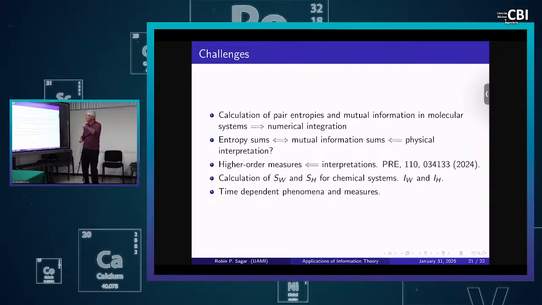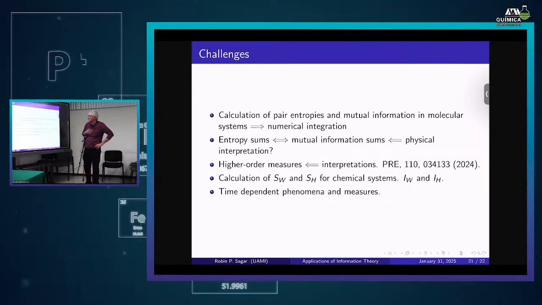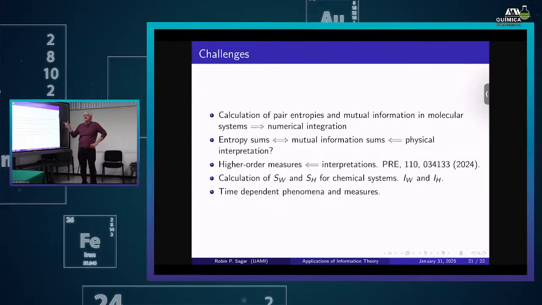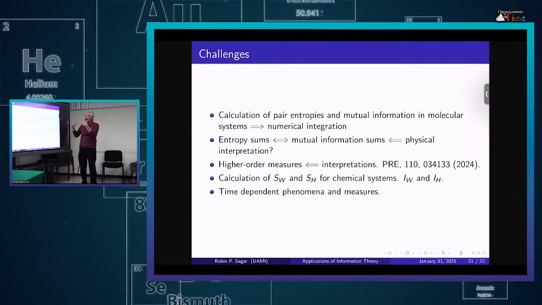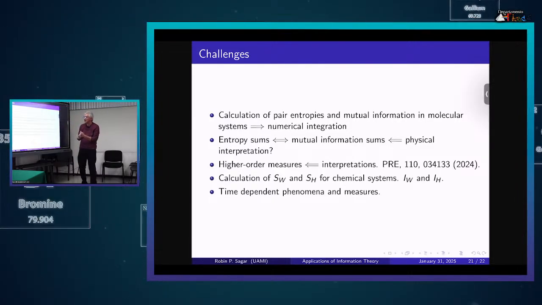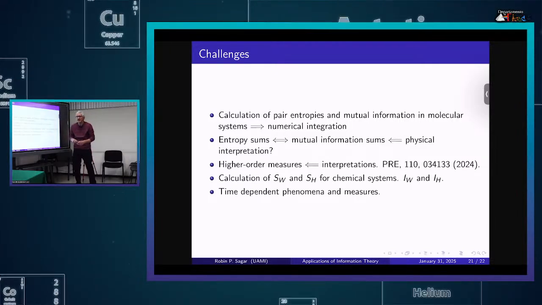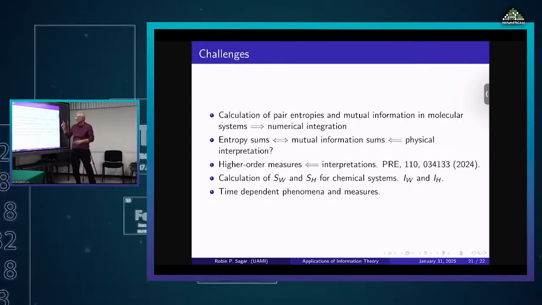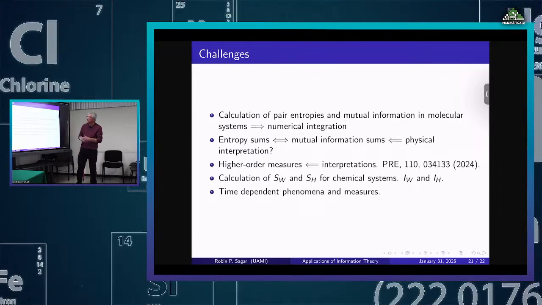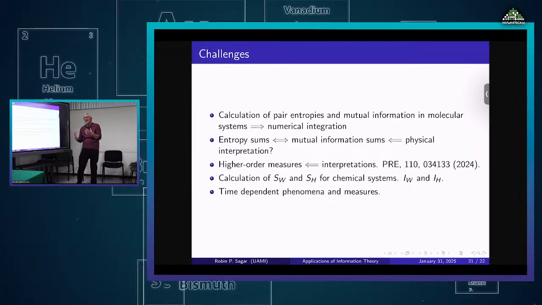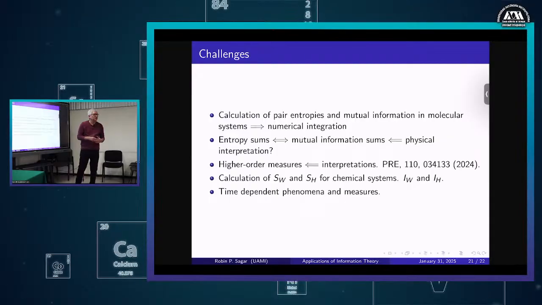So, challenges, very rapidly. Calculation of pair entropies and mutual information in molecular systems requires numerical integration. Manuel gave a very nice talk about the numerical integration schemes and how you could do it. The group at Granada, I think Juan Carlos and Sheila, have studied mutual information and pair entropies in neutral atoms, but we don't know as yet what is going to happen in molecules.